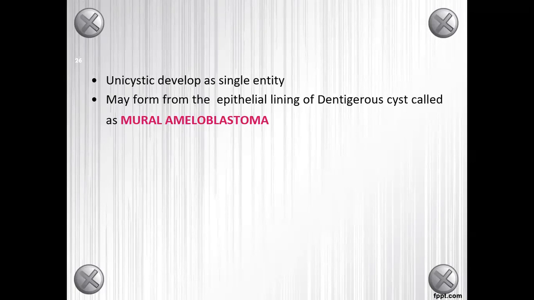Unicystic develops as a single entity and may form from the epithelial lining of a dentigerous cyst. Ameloblastoma which derives from the epithelial lining of the dentigerous cyst is called mural ameloblastoma.